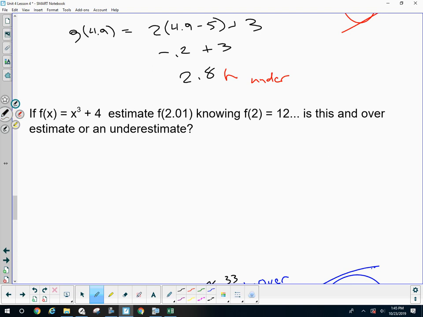f of 2 is 12. I'm approximating f of 2.1. Let's change this to like 2.2. Sometimes like the 0.1s, they're easy to do. We need to be prepared to do something a little bit different, maybe using fractions. I got a point. I need a tangent slope for a tangent line equation. I got a slope of 12, y minus 12 equals 12 times x minus 2.